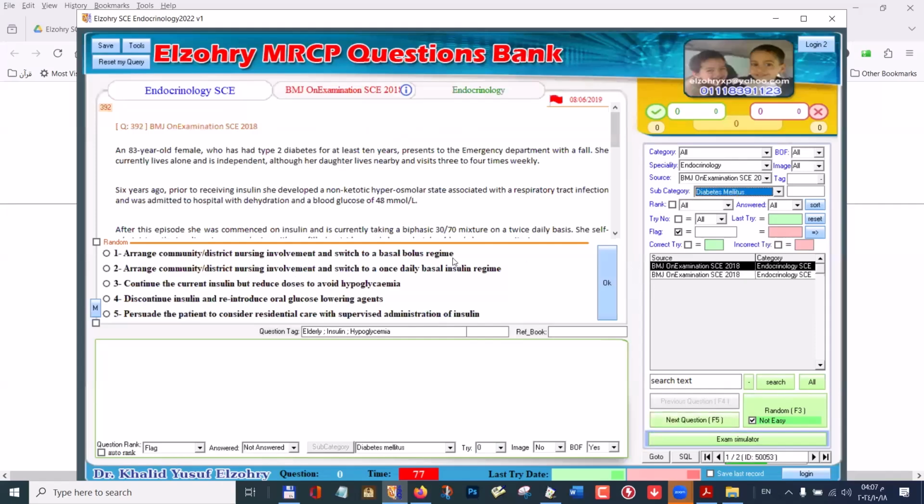ماشي. ولو في اي حاجه تمام، شكرا لحضرتك. في حد، شكرا.